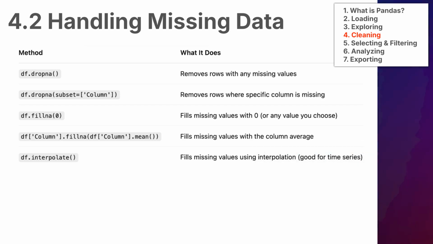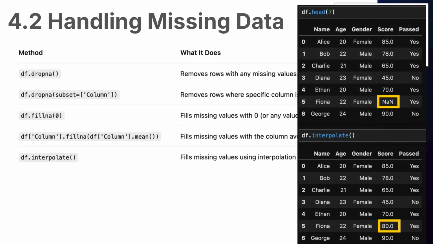Next, interpolate. Fills missing values by guessing the next value using interpolation, like connecting the dots. For example, if the previous score is 70 and the next one is 90, it might fill the missing one as 80. It's good when you're working with time series or sequential data, and you want smooth logical values.